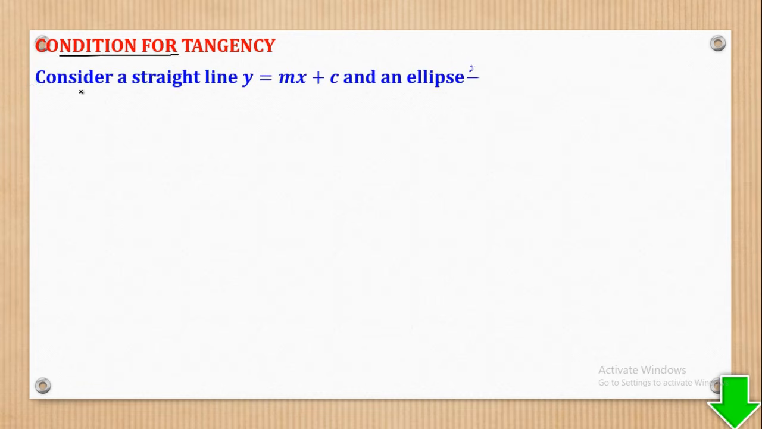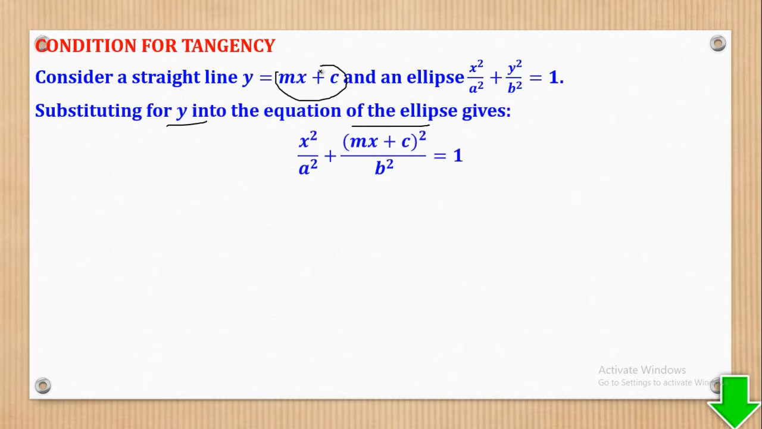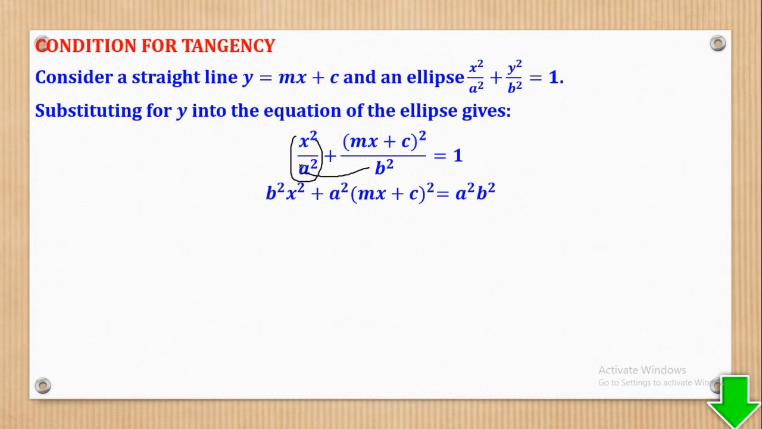So next we shall go to condition for tangency. Consider a straight line this and an ellipse that. So when we substitute for y into the equation of an ellipse, this is what you're going to get. So get this one and put it where there is y. You'll come up with this. Then from there, multiply throughout by the LCM. So LCM is a squared b squared. So multiply throughout: this gives you that, with this gives you that, with this you get that.